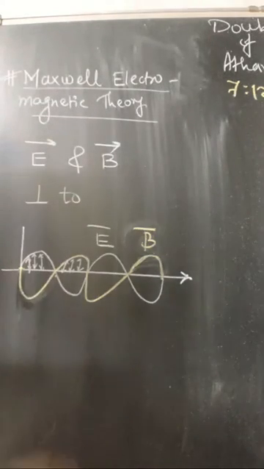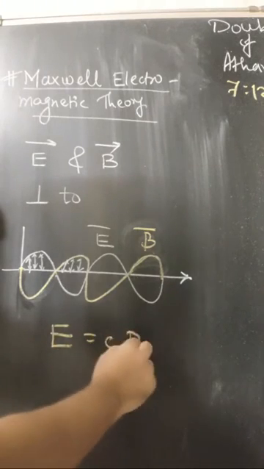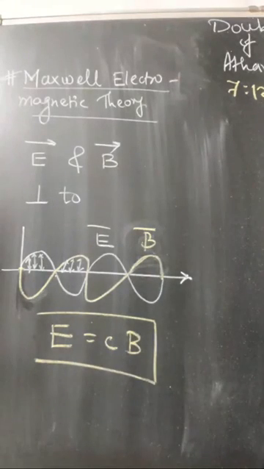And remember a relation that electric field is speed of light times magnetic field. Important relation. Electric field is speed of light times magnetic field.